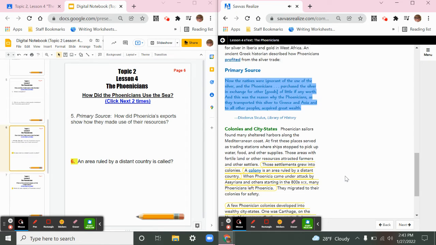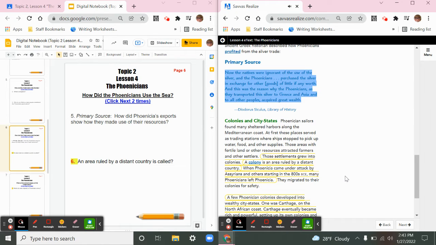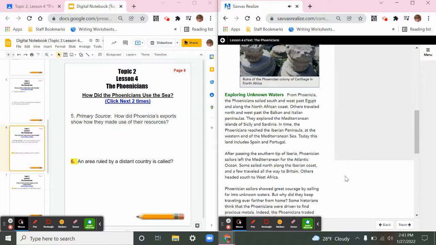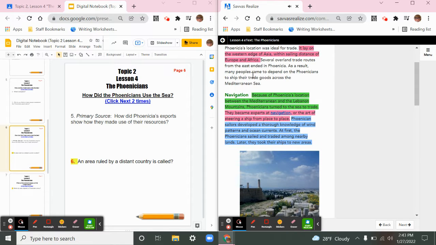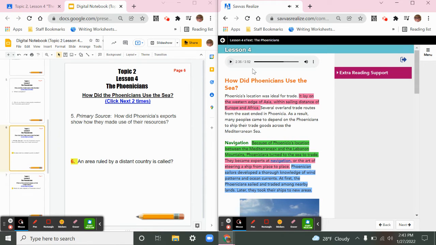Primary source. Now the natives were ignorant of the use of the silver, and the Phoenicians purchased the silver in exchange for other goods of little, if any, worth. And this was the reason why the Phoenicians, as they transported this silver to Greece and Asia and to all other peoples, acquired great wealth. Diodorus Siculus, Library of History.